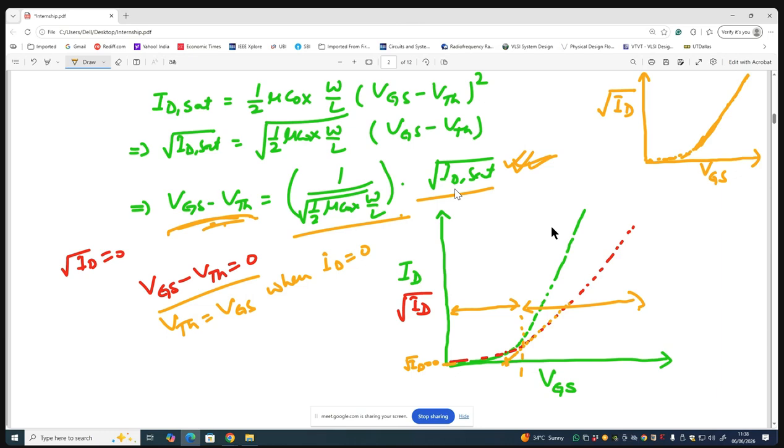Now if you extrapolate this linear part, it will hit the x axis somewhere here, and at this point what happens, the ID is 0, and for ID equal to 0, VGS minus VTH is 0, and therefore this is the point where this line hits the x axis, that value of VGS represents VTH.